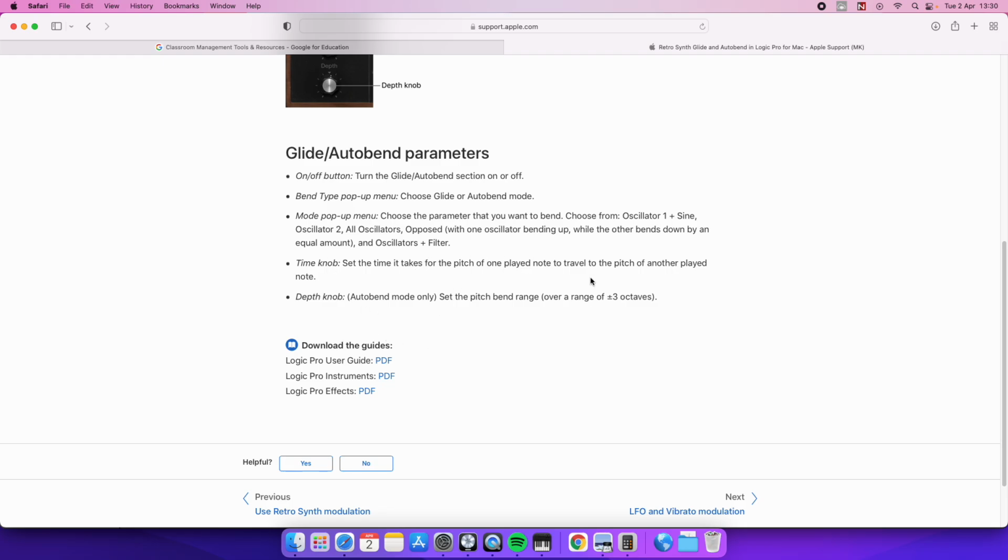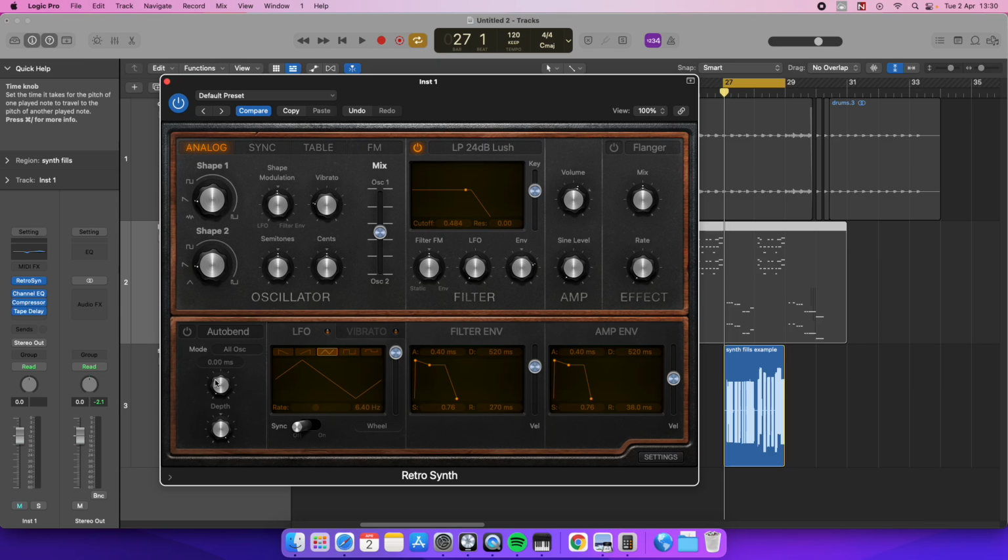Set the time it takes for the pitch of one note to travel. Depth knob, set the pitch bend range. Okay, so depth knob is the pitch bend range, I assume. So, reset that to whatever that is.